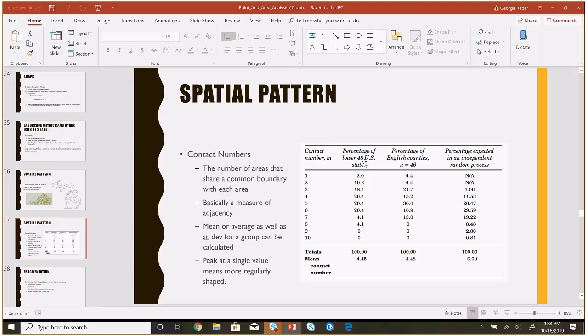So here are the contact numbers for the U.S. 48 states. Here's the percentage of English counties. We're not really familiar with English counties, but we have a very similar mean value. If the boundaries were created through an independent random process, we would expect a mean number of 6 with the same number of observations. And so we can determine that they're not created randomly.